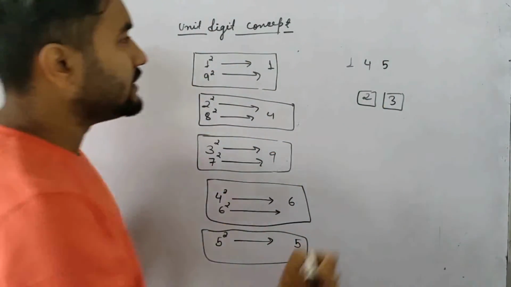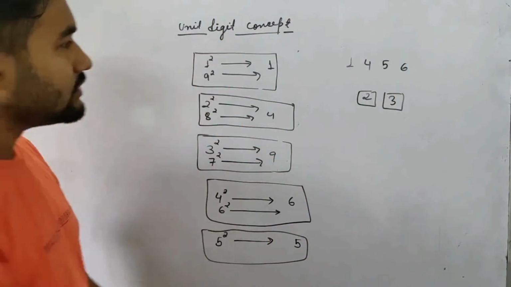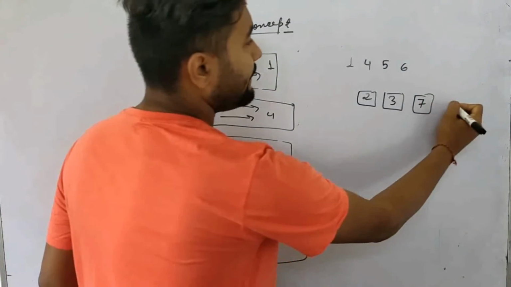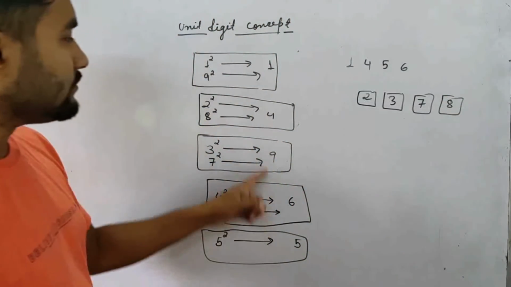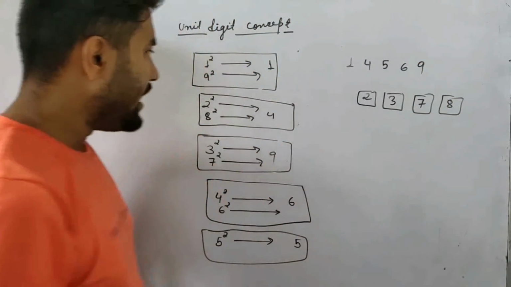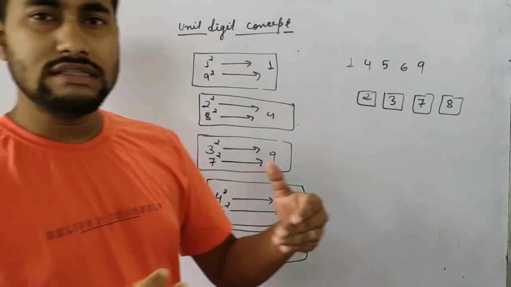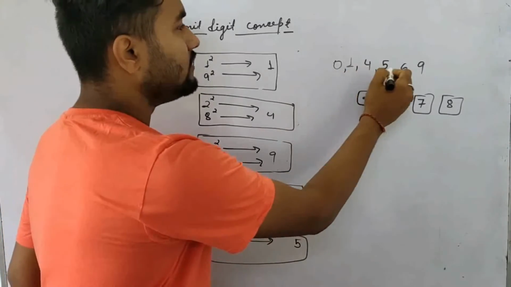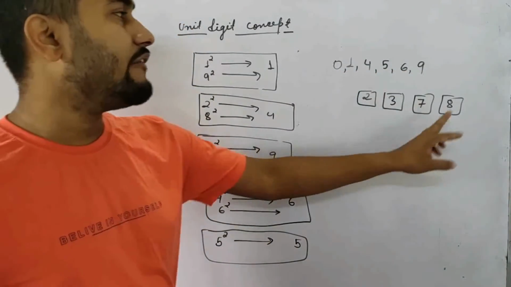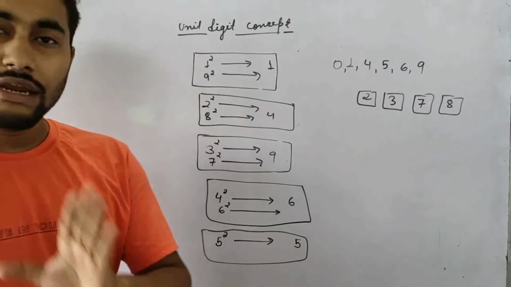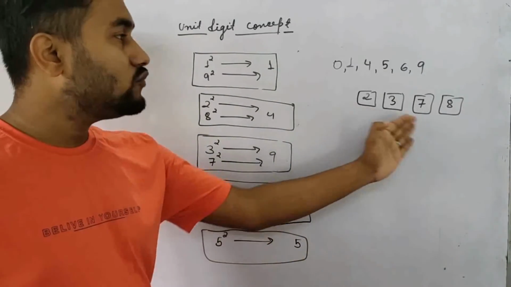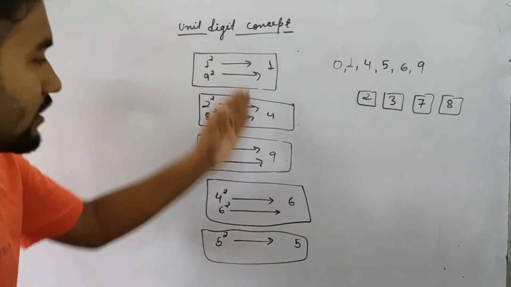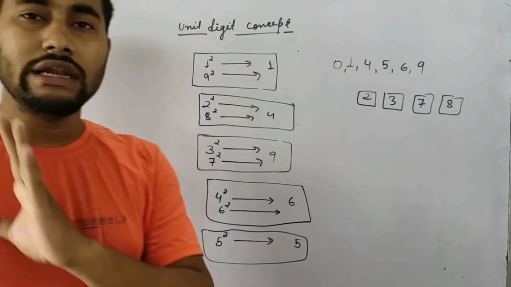Is there 6? Yes, 6 is there. Is there 7? 7 is not there. Is there 8? No 8 is there. Is there 9? 9 is there. And 0, though we have not written it, we know that 0 square is 0. So 0 will anyhow stay. So you see, 2, 3, 7, 8 will never stay. That's why we say that if 2, 3, 7, 8 is there, then it is never a perfect square. Our property 1. From there also you can see that 2, 3, 7, 8 will never stay.